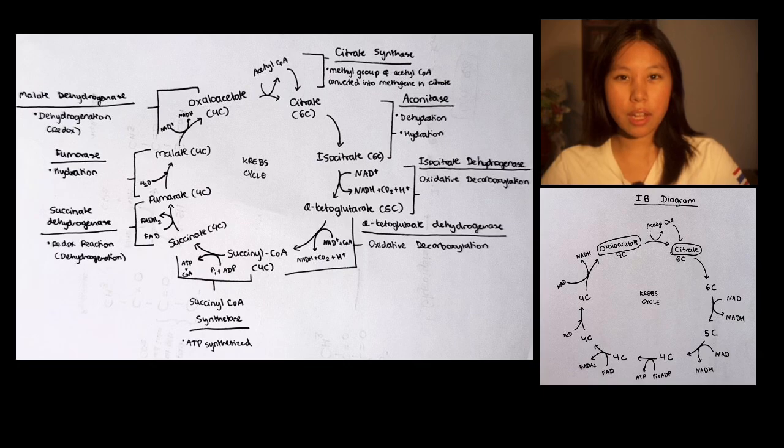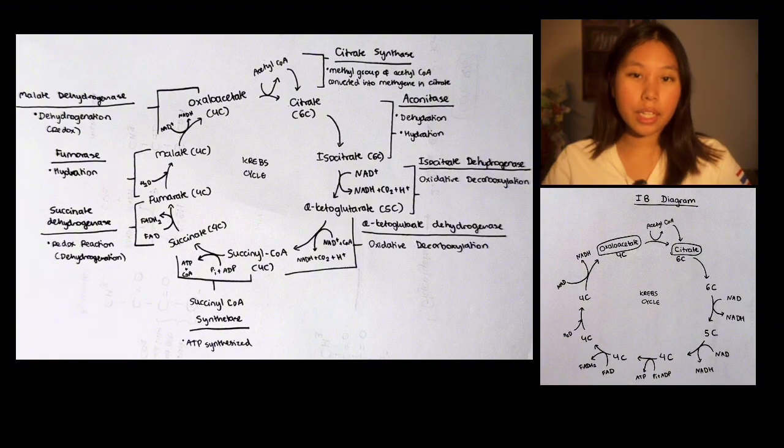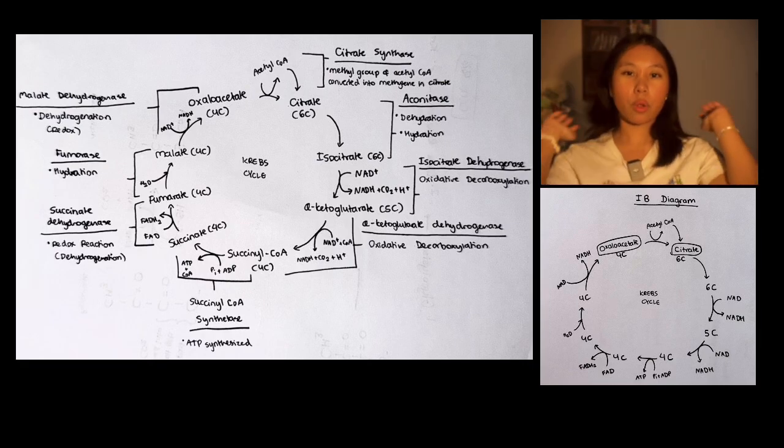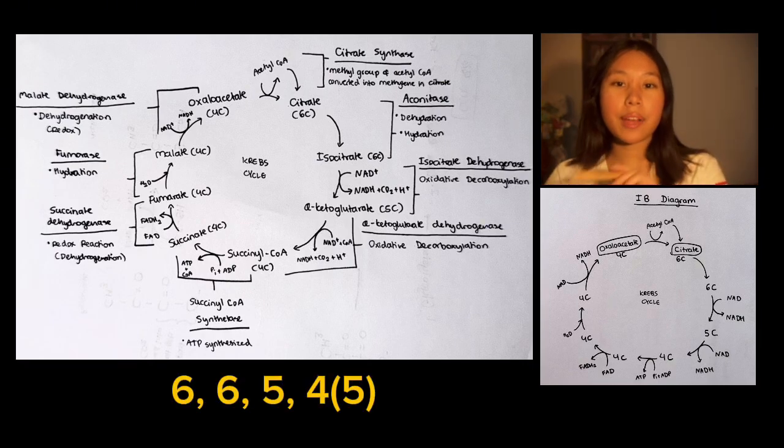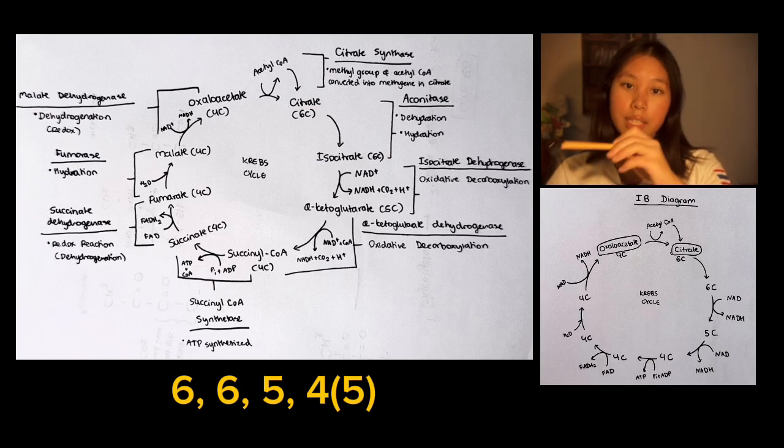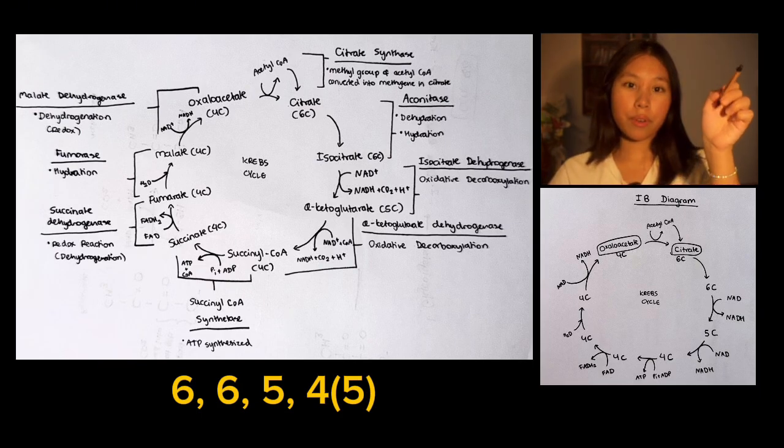Okay, so let's start. Oxaloacetate, a 4C molecule, gets turned into citrate via a condensation reaction with acetyl-CoA via the enzyme citrate synthase. In that reaction that citrate synthase catalyzes, an intermediate is formed, which then releases CoA to yield citrate. And then I like to remember the whole Krebs cycle as 6654 times 5. 6654 4 4 4 4.